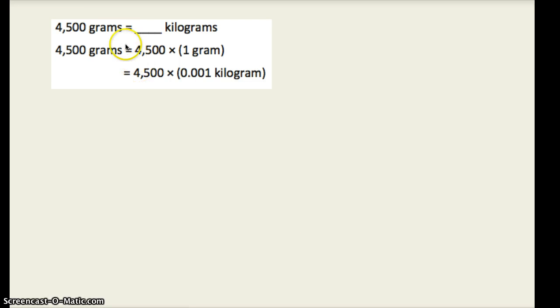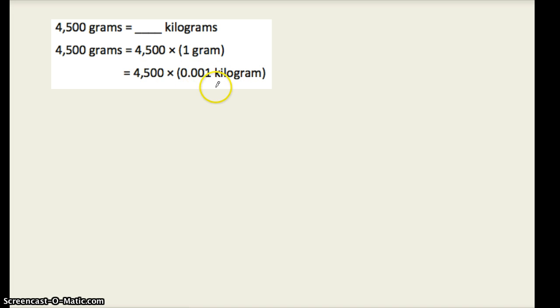And I gave you all of that information before. So 4,500 grams equals how many kilograms? So I have 4,500 grams, which is the same thing as 4,500 copies of 1 gram. And I'm rewriting this part here, the 1 gram, as a decimal version. So how many kilograms is 1 gram worth? There's 1,000 grams in a kilogram, so it's worth 1/1,000th.